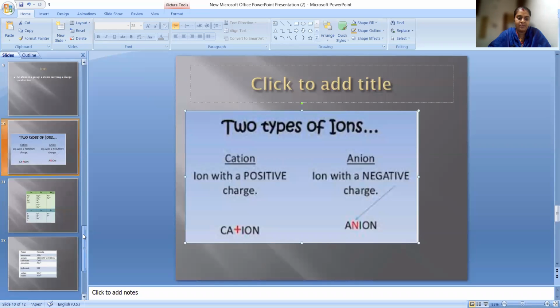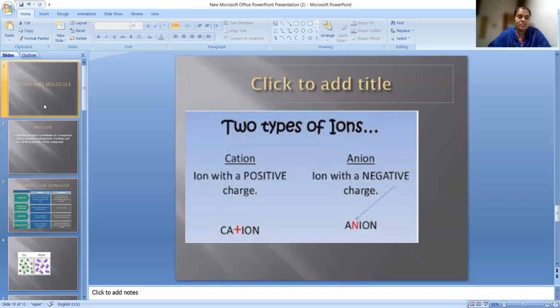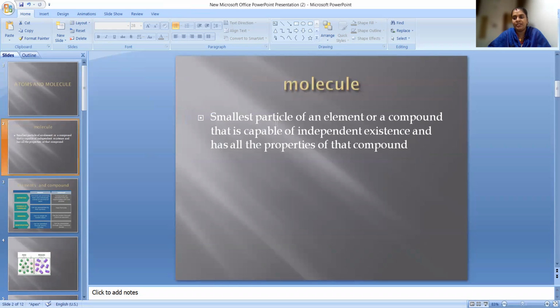So today we are going to learn about atoms and molecules. I know that chapter has already started, so we will be doing this chapter from molecules. Okay, let us start from molecules. So what is a molecule?